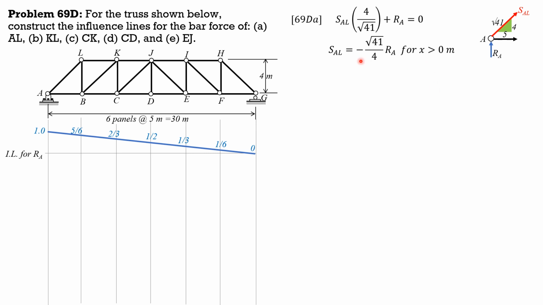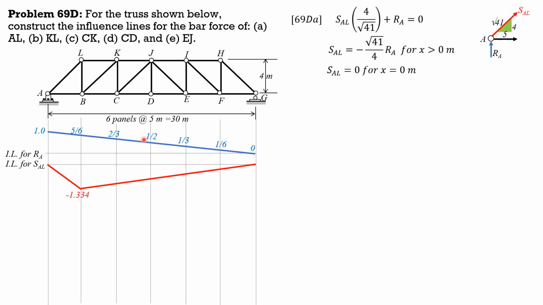Because when x is equal to 0, SAL is 0. So SAL is equal to 0 for x equals 0. So let's now construct the influence line for SAL. When x is 0, it is 0. When x is 5, RA is 5/6. So negative square root of 41 over 4 times 5/6. That's the maximum negative value, and we are only interested in this value. Negative 1.334, then 0 at x equals 30 meters. So this is the influence line for SAL.